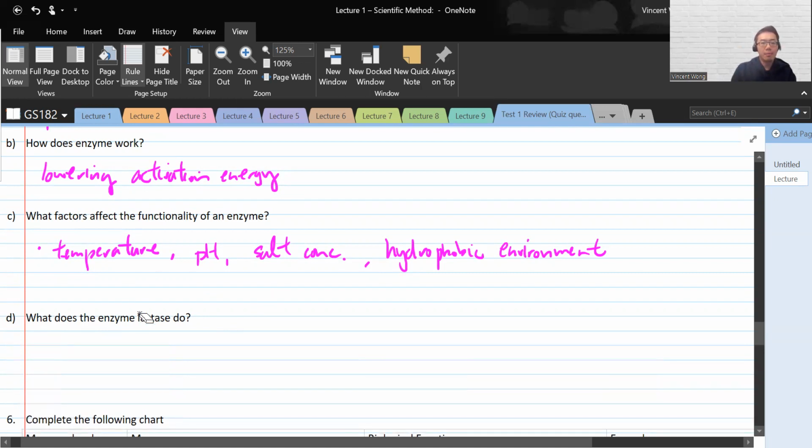What does the enzyme lactase do? The suffix -ase often means it is an enzyme. And in this case, lactase breaks down lactose. Lactose is going to become glucose plus, sorry, galactose. And you need an enzyme to do that, lactase.